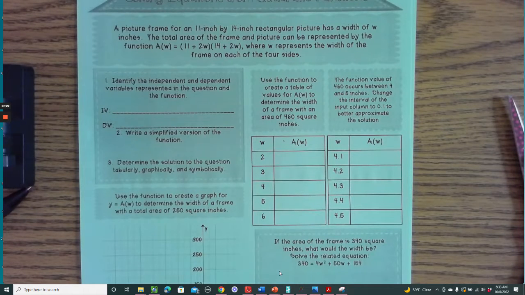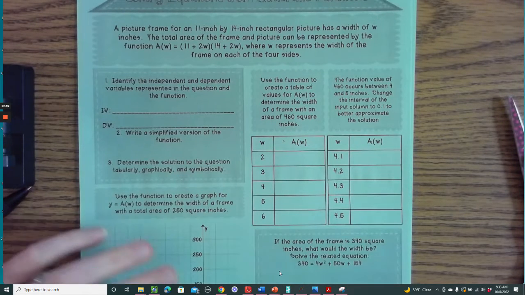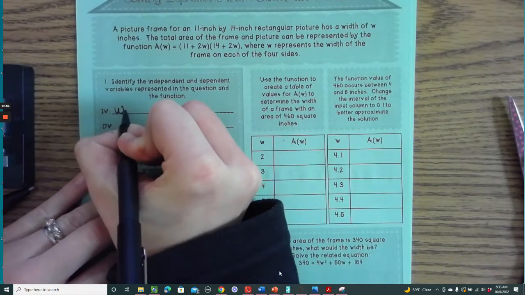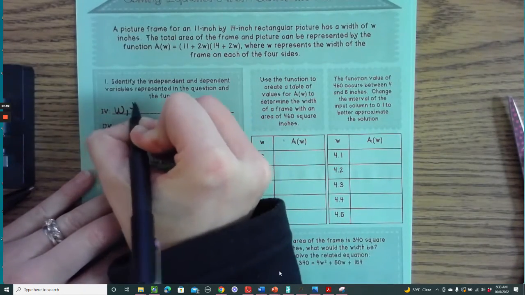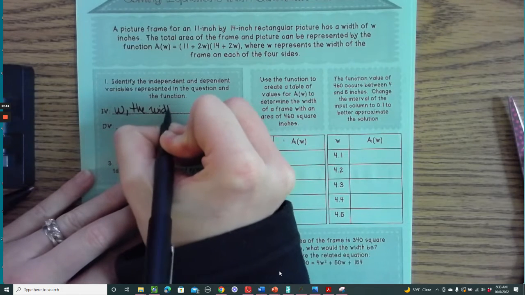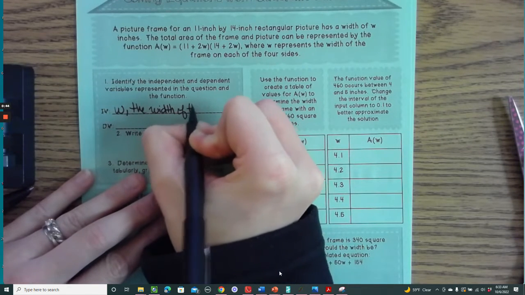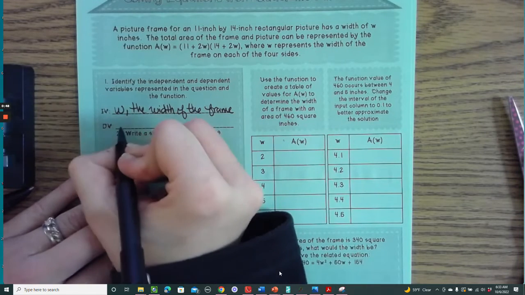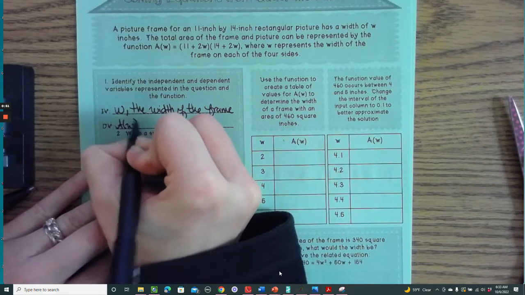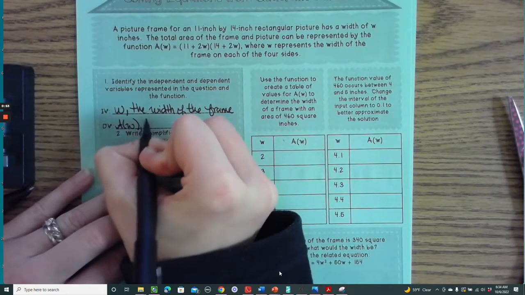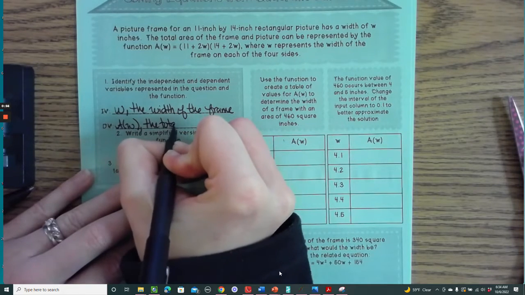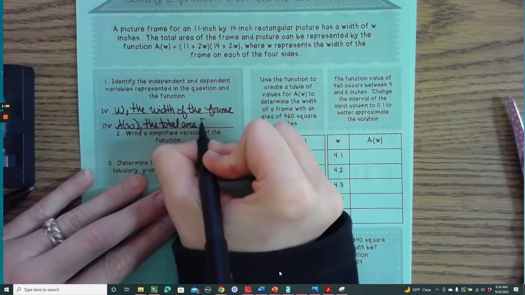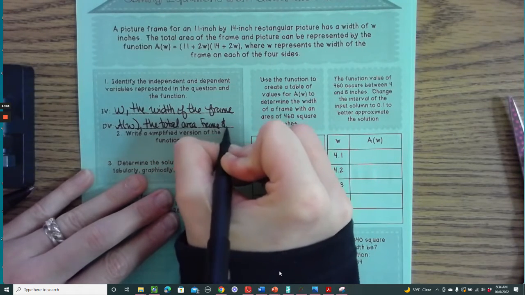So number one, identify the independent and dependent variables represented in the question and the function. So the independent variable is the W, which is the width of the frame. So the dependent variable, which is A of W, represents the total area. And that's the total area of the frame and of the picture.